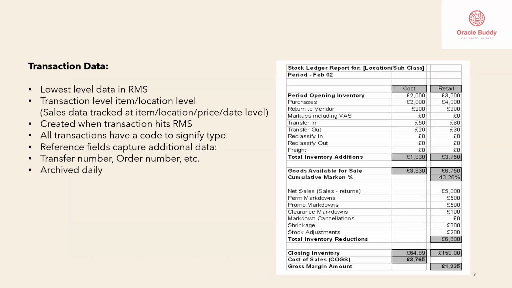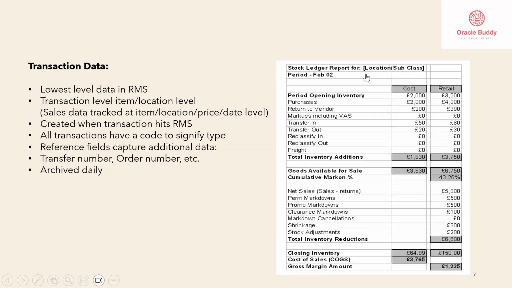Next is transaction data, the lowest level data in RMS. It is at the transaction level, item location level, with sales data tracked at item, location, price and date level, created when a transaction hits RMS. All transactions have a code to signify type. The reference field captures additional data, such as transfer number, order number, etc. And it is archived daily.